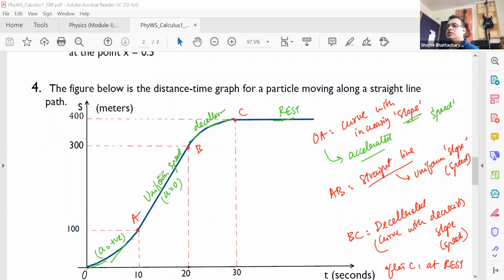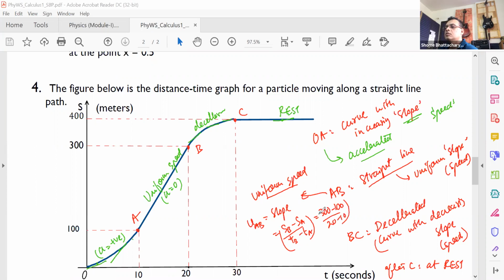Okay. Now also, how much is this uniform speed equal to? In this part AB, the uniform speed is actually the slope of the line. So that is distance at B minus distance at A divided by time at B minus time at A. So you can see that that is 20 meters per second.